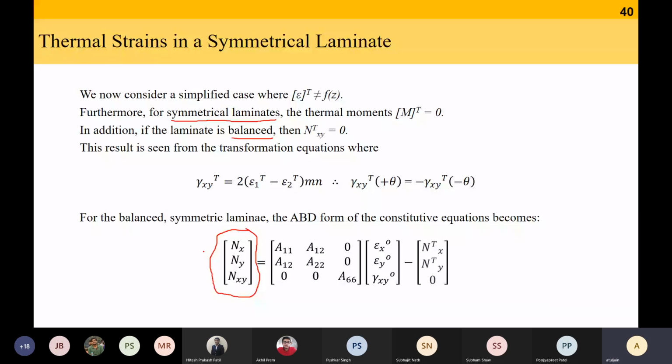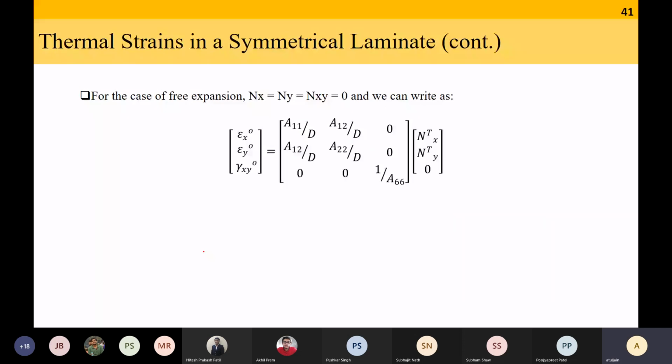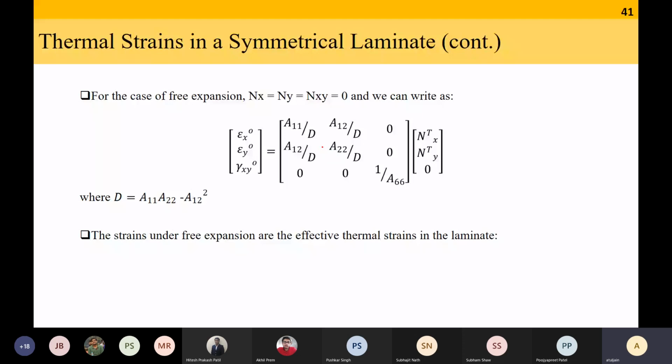We can calculate the thermal strains by inverting the A matrix and multiplying with n superscript Tx and n superscript Ty, where D is actually this A11, which I am writing because I've inverted the A matrix. So these strains under free expansion are actually the thermal strains in the laminate. This is how we can calculate the effective thermal strains in the laminate.